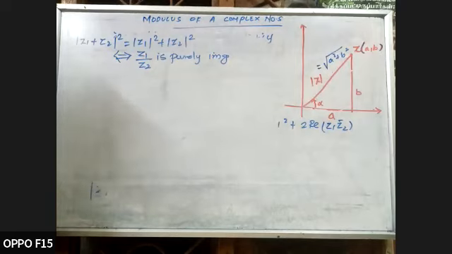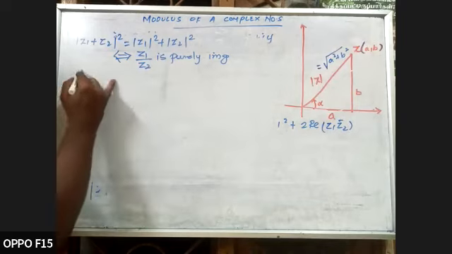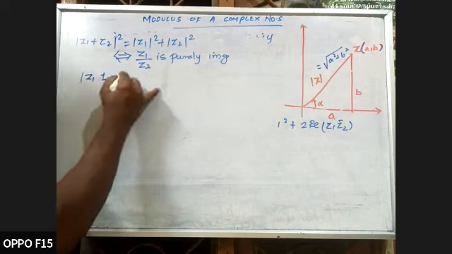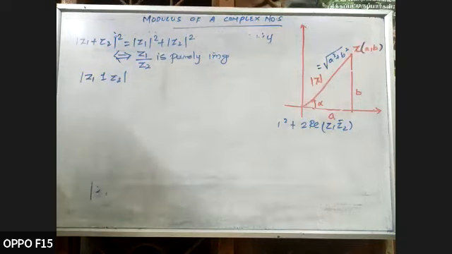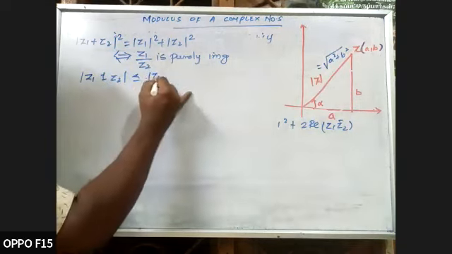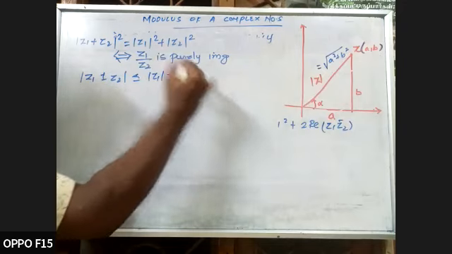Okay, now so modulus of z1 plus z2 the whole square is equal to modulus of z1 square plus modulus of z2 square. This says that z1 by z2 is purely imaginary. The next one, modulus of z1 plus or minus z2 is less than or equal to modulus of z1 plus modulus of z2.